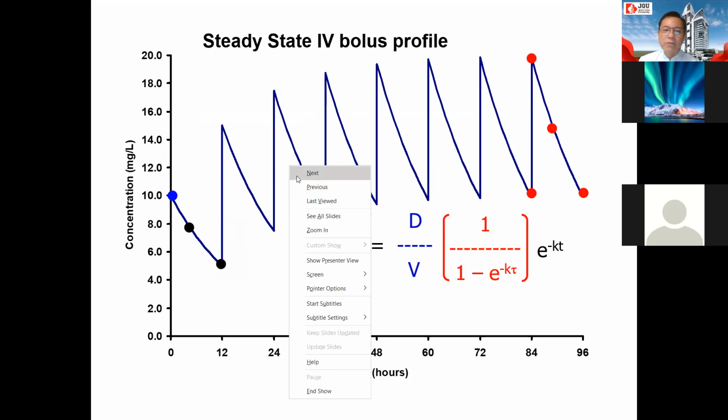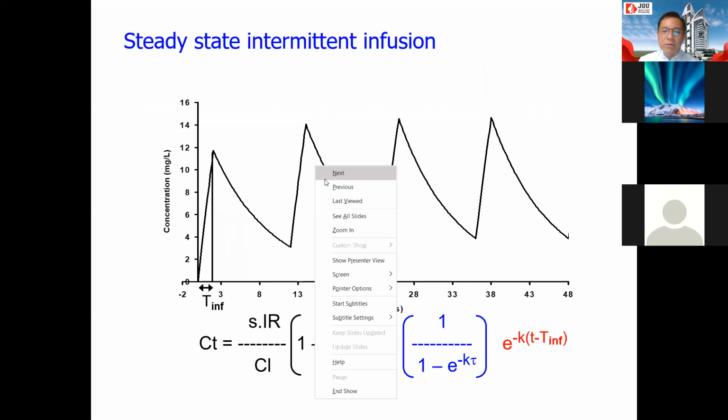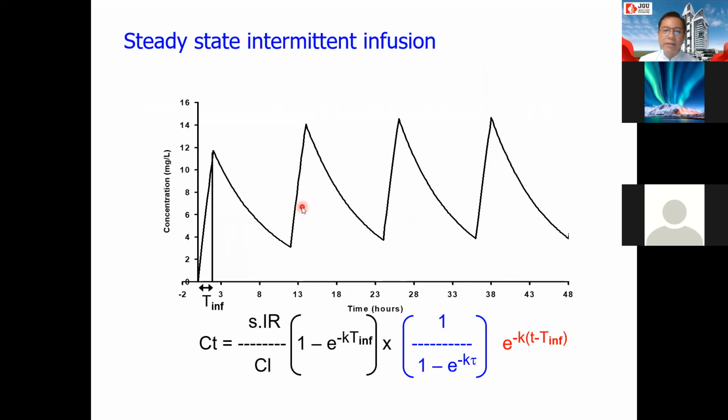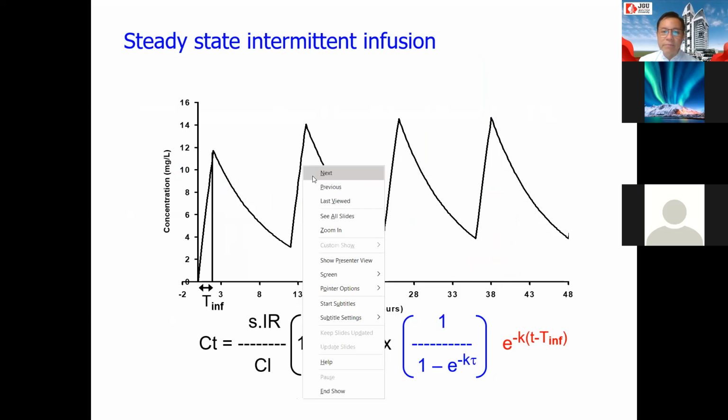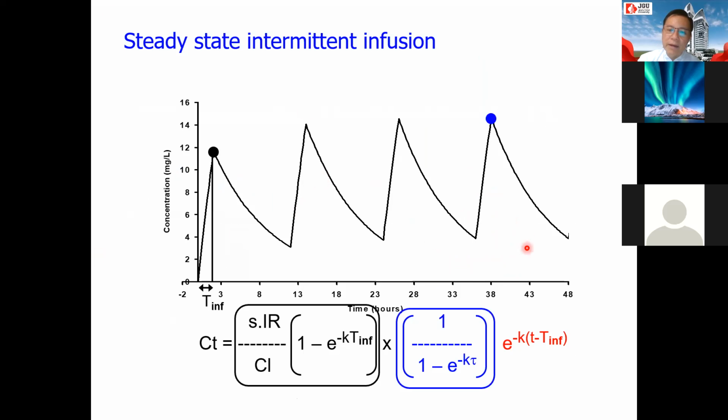So here is also the same. The only thing is that here, instead of dose divided by VD, this one is infusion rate (IR) because it's an infusion. It's not the bolus, it's an infusion, and you divide by clearance, not VD. But you still have to multiply by the accumulation factor.